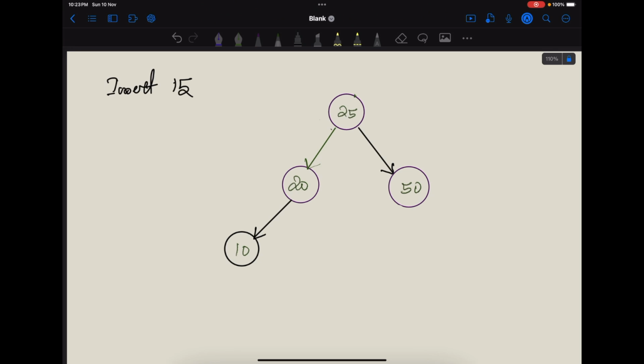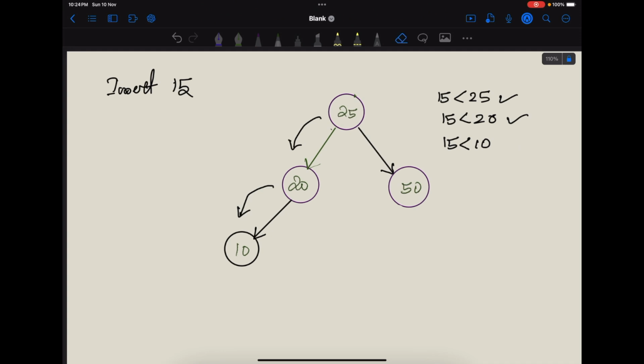Now I am going to insert number 15. First you have to compare with 25. So 15 will be compared with 25. The condition becomes true, so control comes to the left hand side. Then 15 will be compared with 20. The condition becomes true, so control comes to the left hand side. Then 15 will be compared with 10. The condition fails. Then you have to go to the right hand side.